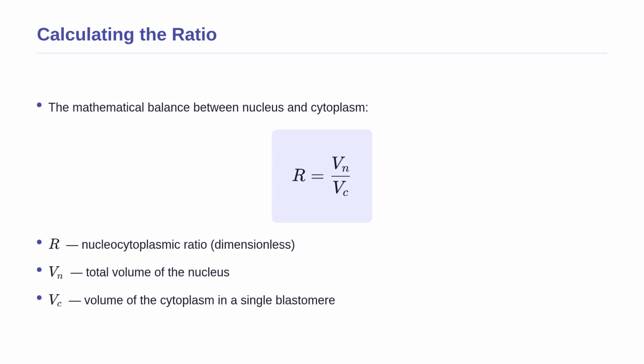Because the cell size, V_c, decreases with every division, while the nucleus size, V_n, remains relatively constant, the denominator gets smaller. Physically, this causes the overall ratio, R, to increase dramatically over time, bringing the cell back to a healthy, manageable state.